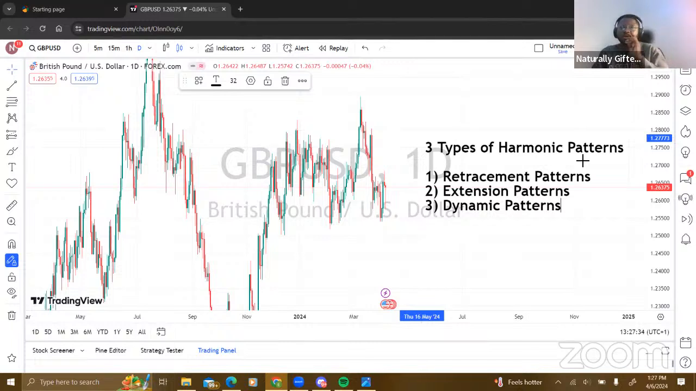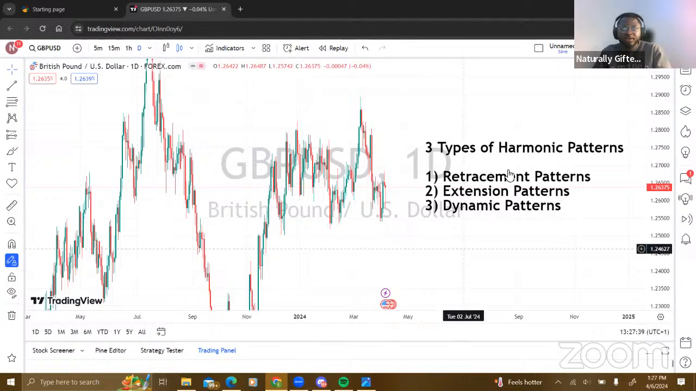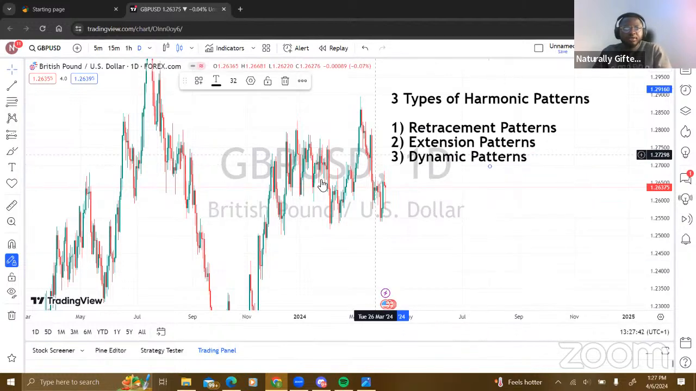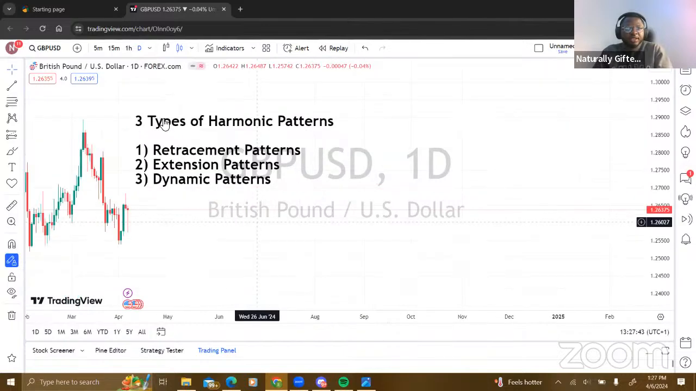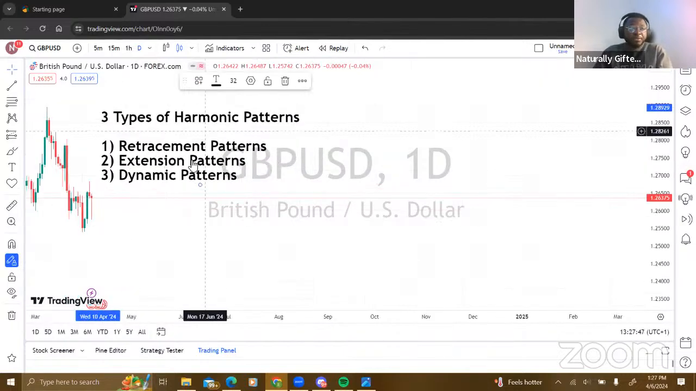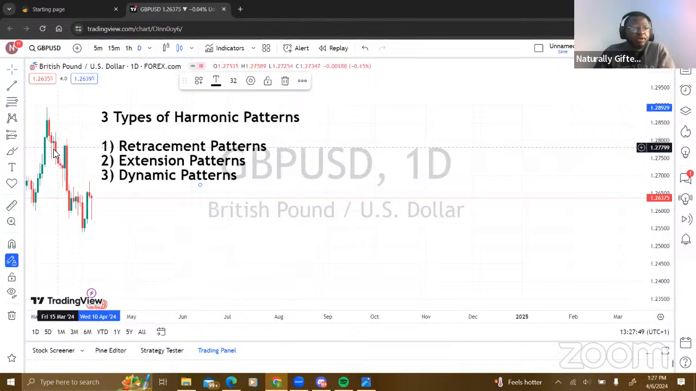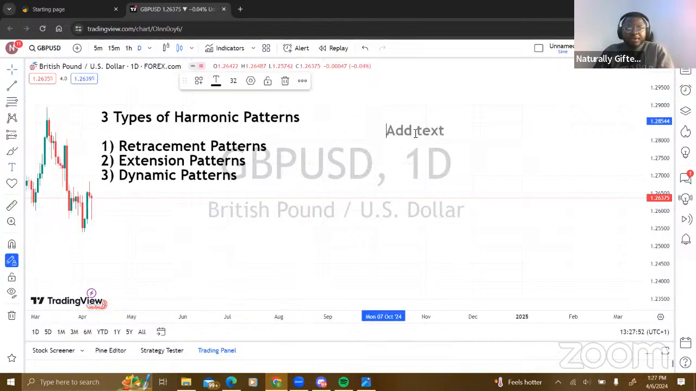Now, pay close attention to this. Under the retracement patterns, let me move this one here. So these are the types of patterns we have. Three types of harmonic patterns. These are the most common ones. Now, under the retracement patterns, we have the Gartley pattern. So I'm going to show it to you. We have the Gartley and the Bat pattern.